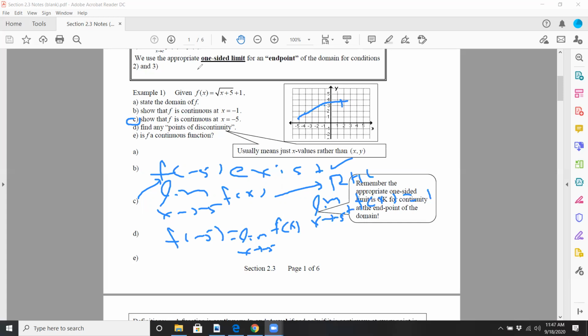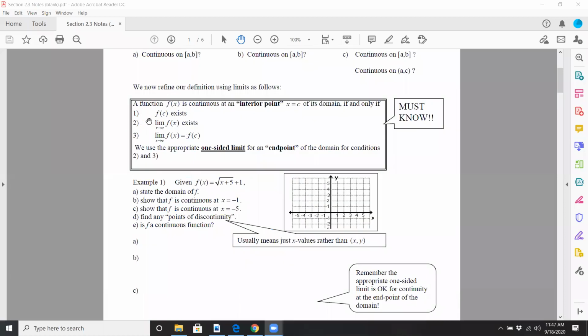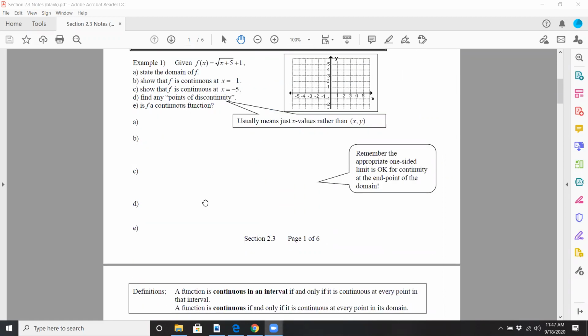For D. And again, just to recap, does f of c exist? Does the limit as x approaches c of f of x exist? And does the limit equal f of c? Those 3 things must happen to have continuity. So B and C, we showed it by just going through those 3 things in our checklist. Finding points of discontinuity. Actually, we don't have any. There are none.